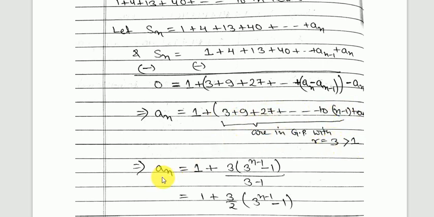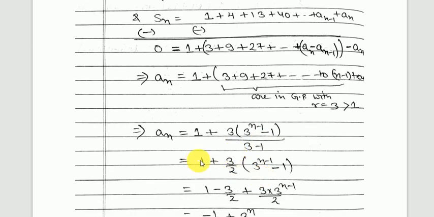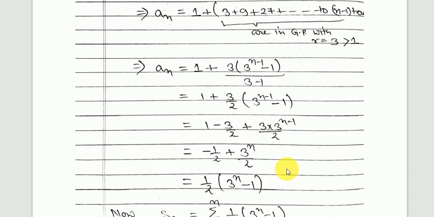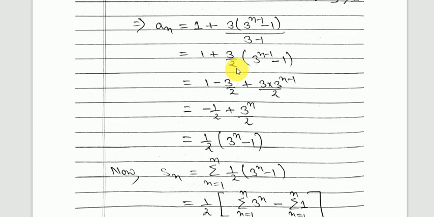So that means an is equal to 1 plus, and this can be written using the formula: the first term into r to the power however many terms there are, minus 1, upon r minus 1. How many terms are there? N minus 1 terms. So 3 to the power n minus 1 minus 1 upon 3 minus 1. So I get 1 plus 3 by 2 in bracket, 3 to the power n minus 1, minus 1. Clear?